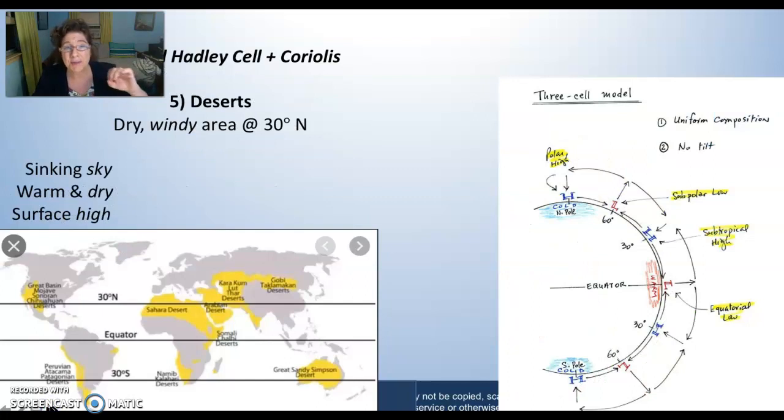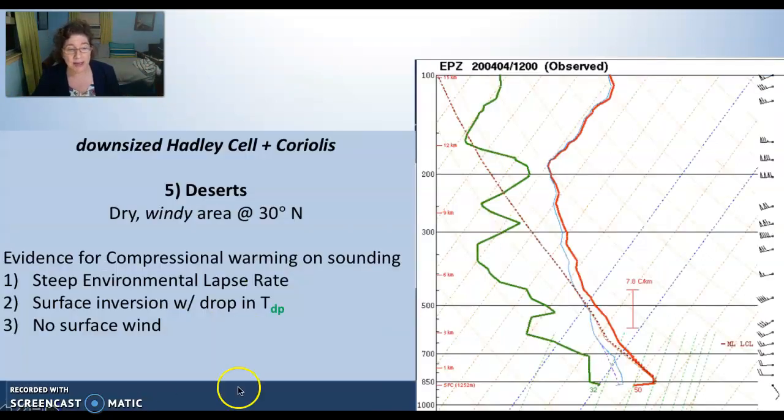This also describes at 30 degrees latitude the deserts. And the deserts that are there are a dry area as well, and this area is windy. Let's just go over it for a second. This is the Sahara Desert, the Arabian Desert, all along the 30s, the Sonoran Desert as well. Sinking sky, warm and dry, surface high. Let's explain why it is windless in those areas.